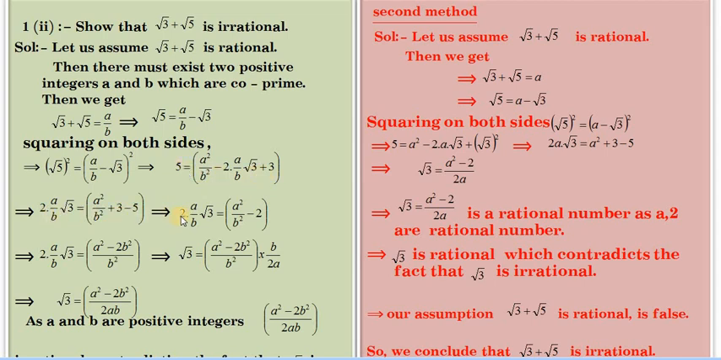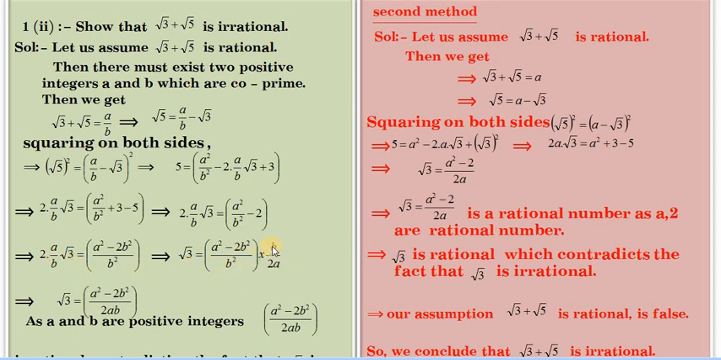After simplification, we get 2 into a by b into root 3 is equal to a square by b square minus 2, because plus 3 minus 5 is minus 2. Now this implies 2 into a by b into root 3 is equal to a square minus 2b square by b square. After taking the LCM, you get it like this. Now you take 2a by b towards the right side. Then how do you get? Root 3 is equal to a square minus 2b square by b square into b by 2a.